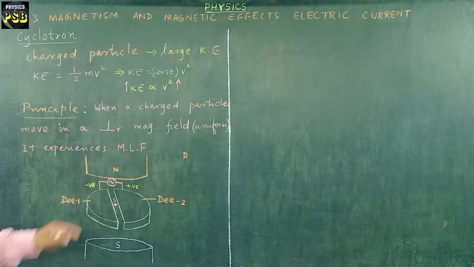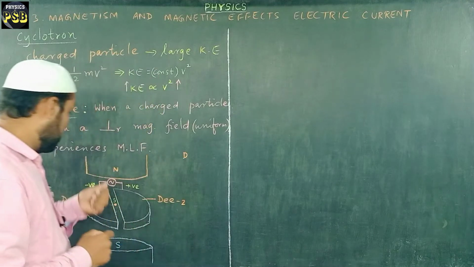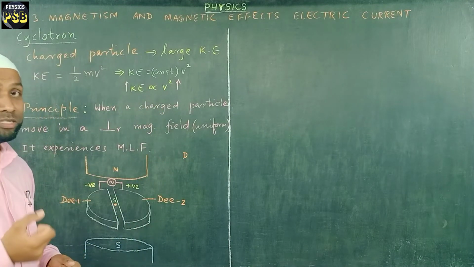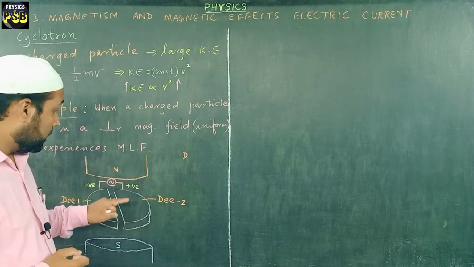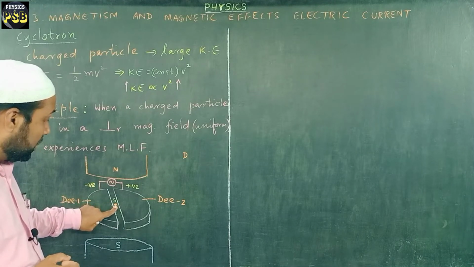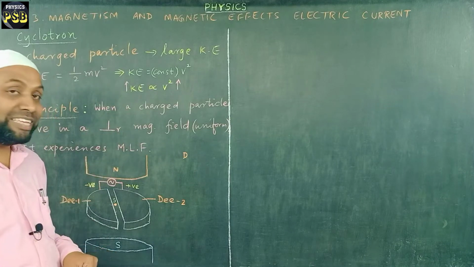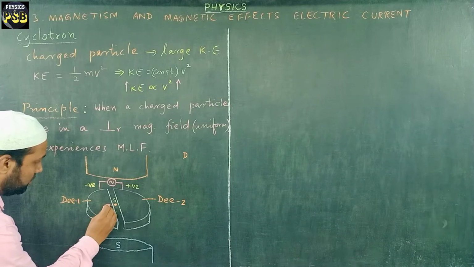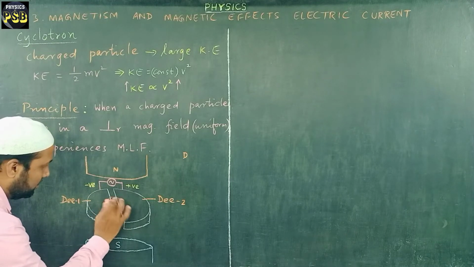When the charged particle, the ion, moves in a uniform magnetic field, it experiences Lorentz force. As the magnetic field is uniform and the charged particle moves perpendicular to it, it starts moving in a circular path. See, it moves this way. It traces a circular path.